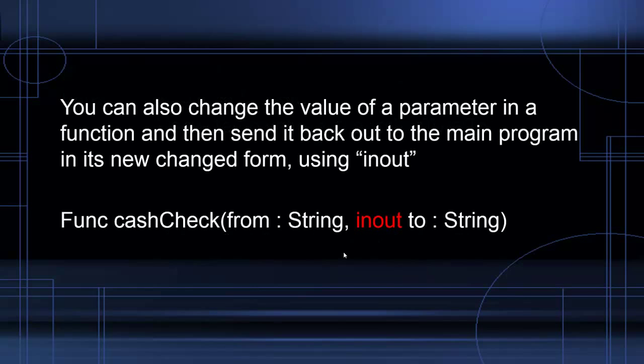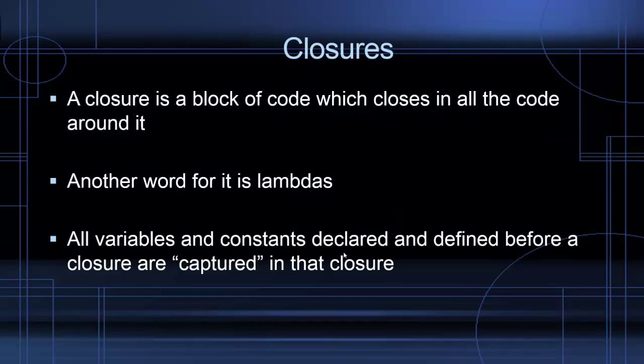But that kind of you understand. Alright, you can also change the value of a parameter in a function and then send it back out to the main program in its new changed form using the in-out. This is mentioned on page 108. I don't think we'll be messing with that too much. Thank goodness. But if you ever need to change a variable, you get the idea.